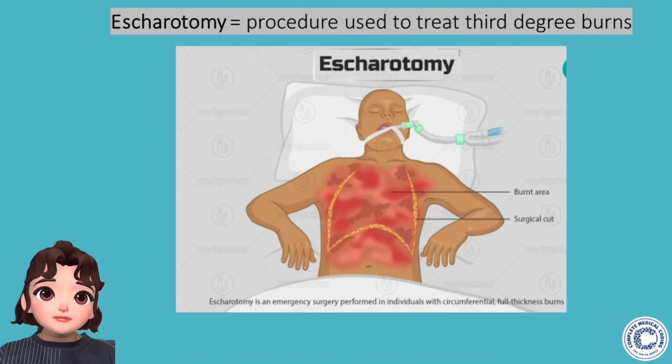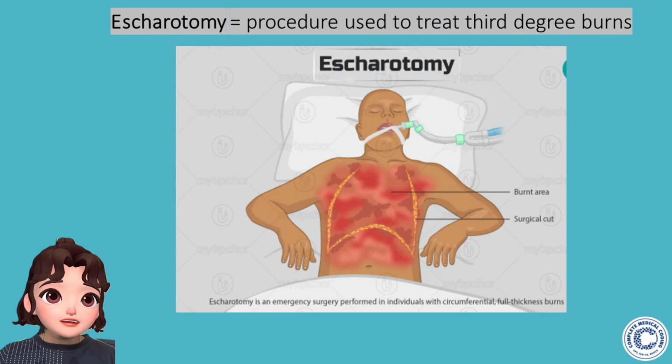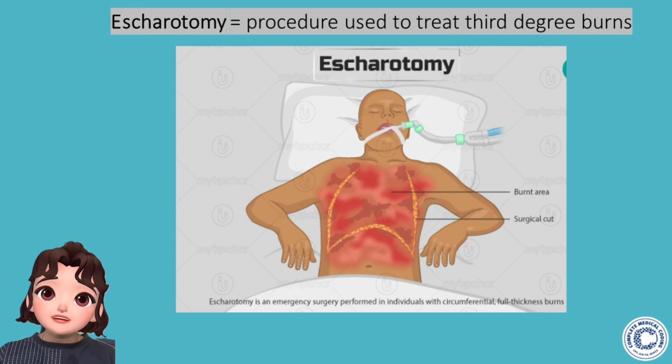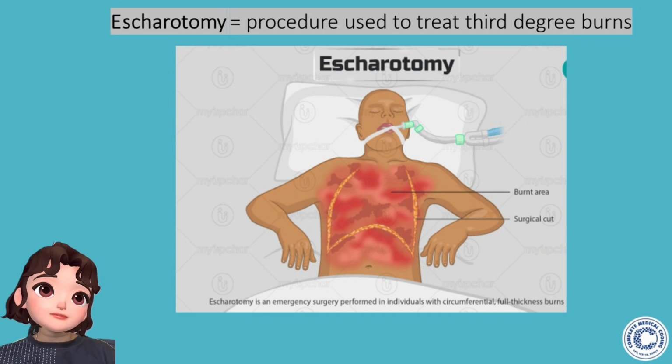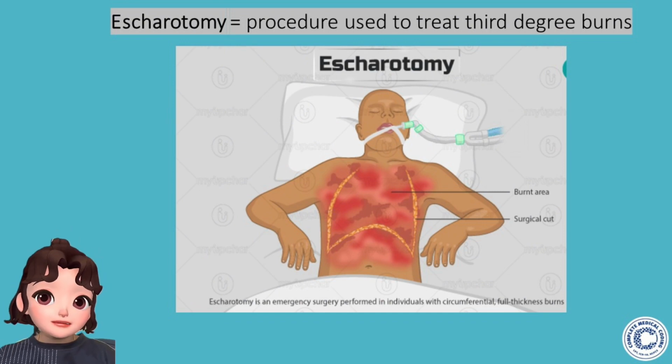Escharotomy. A procedure used to treat third-degree burns. See the burnt area and see the surgical cut in the picture. It's an emergency surgery performed in individuals with circumferential full thickness burns, meaning third-degree burns. A surgical cut will be made to treat the burnt area. That is called escharotomy.